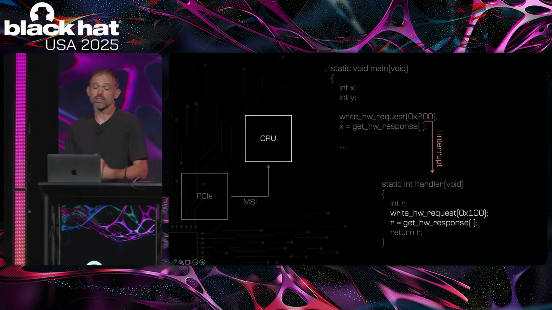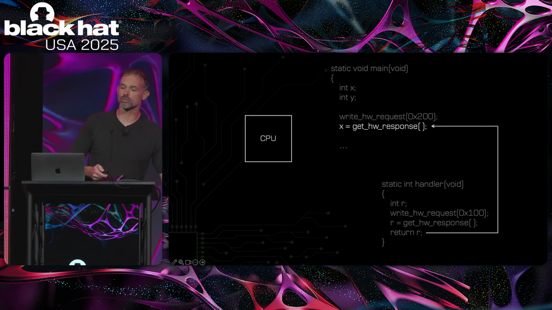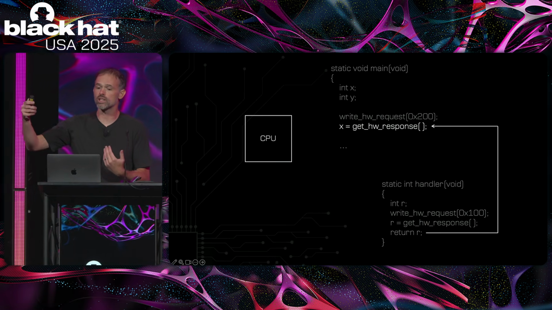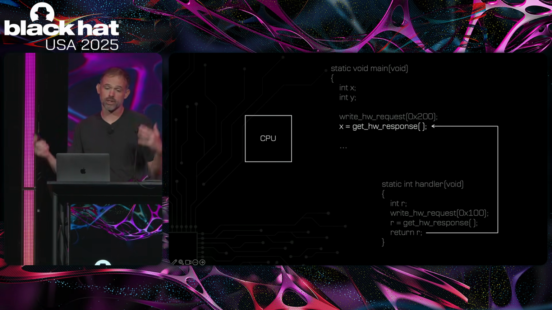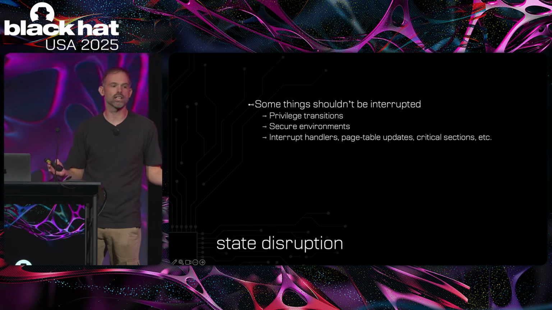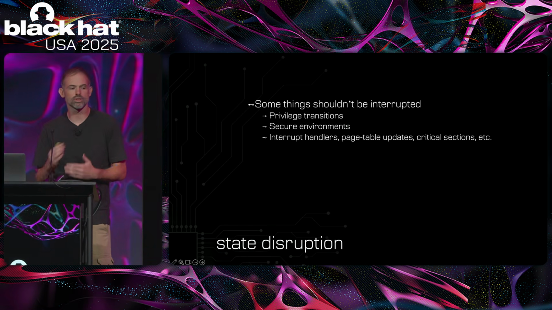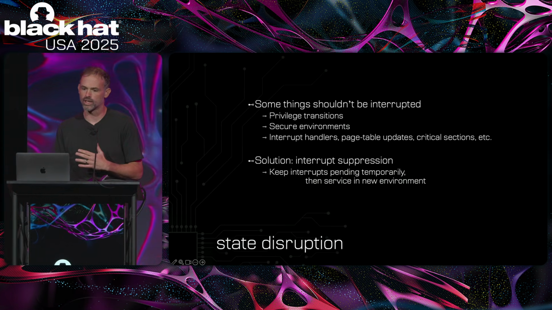Well, now the interrupt handler got what it wanted, so it's going to return, and your program continues executing. It tries to get the hardware's response, thinking it's going to get the response to the value 200. Really, the value 200 got wiped out by the interrupt handler, and it's going to get the wrong response, and everything comes crashing down. So it turns out that some things just shouldn't be interrupted. That's especially true with things like privilege transitions and secure environments, but there's all sorts of stuff on the CPU you really don't want to interrupt.